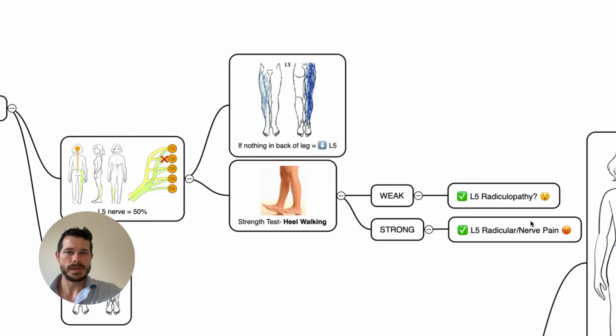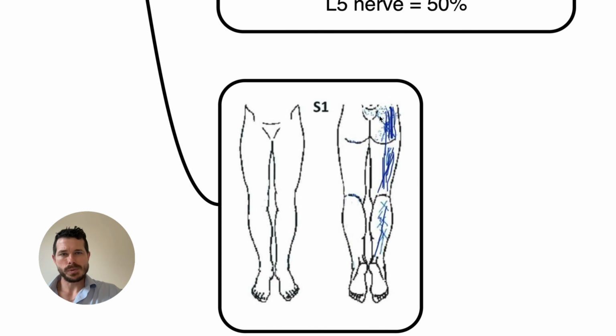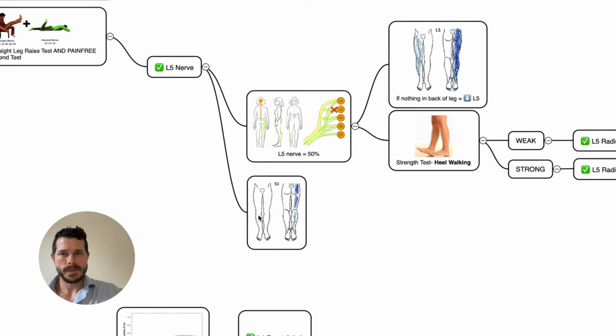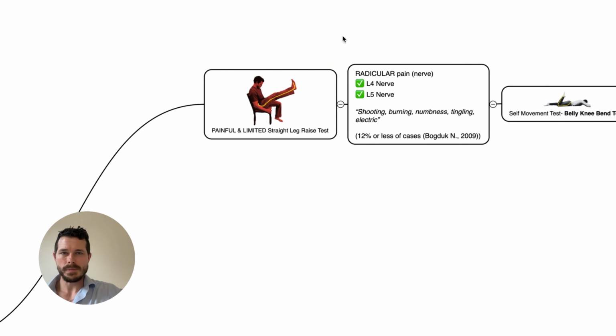Now, S1, why didn't we talk about that? S1 nerve problems almost never send signals to the front of the thigh. That's why. So let's go back. Where were we? We were here. Painful and limited straight leg raise test.